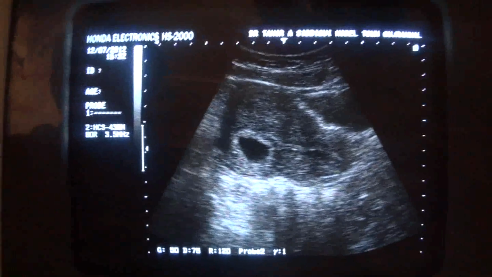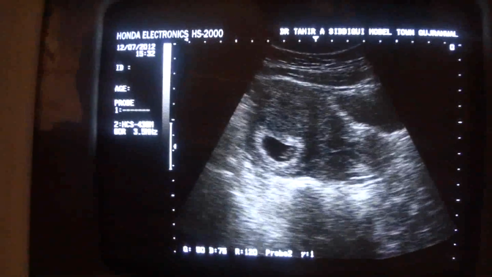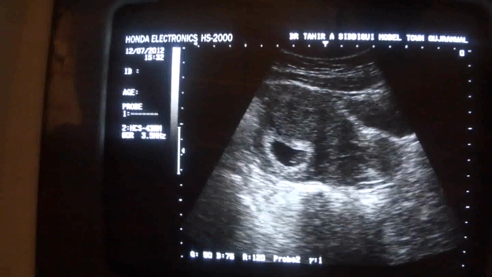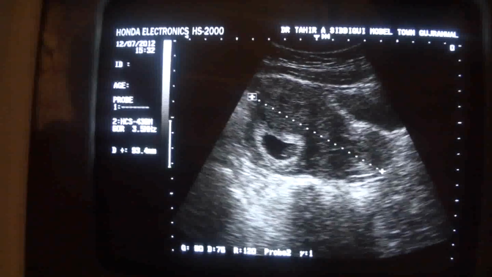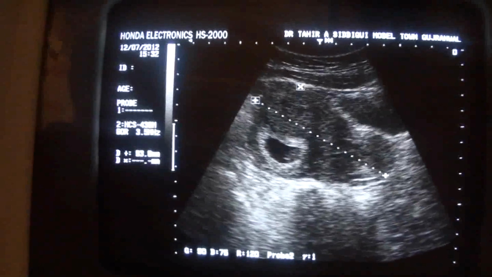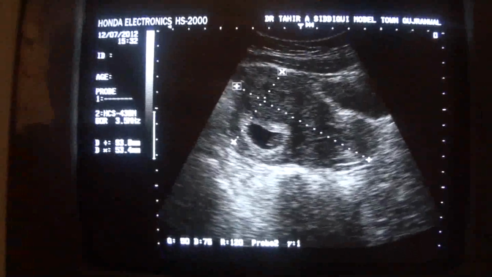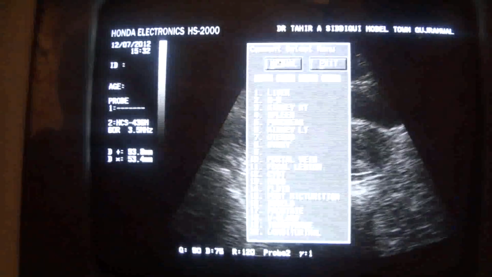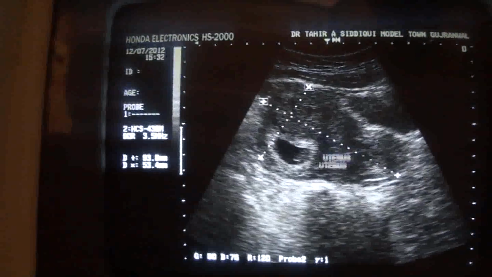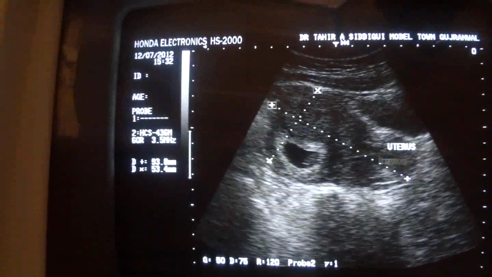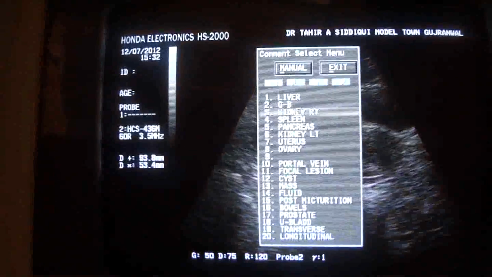An obstetric ultrasound in which you are seeing a gestational sac with a measurable fetal pole. This is the uterus measuring 9.3 into 5.3. This is the uterus, the anterior wall of the uterus, the posterior wall, and this is the cervix of the uterus in longitudinal section.